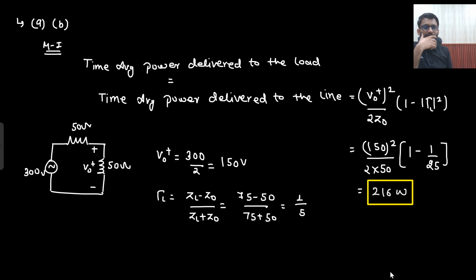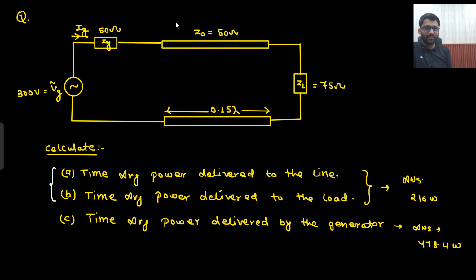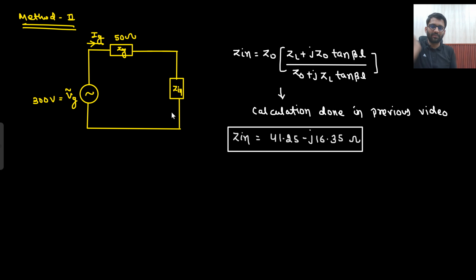In method 2, what do we do? We replace our transmission line with Z in, and we find the power dissipated in Z in. So we replace our transmission line with Z in. Now I need to find the power dissipated in Z in. Have we seen this calculation somewhere? Yes, in the last video only we saw the calculation, no?